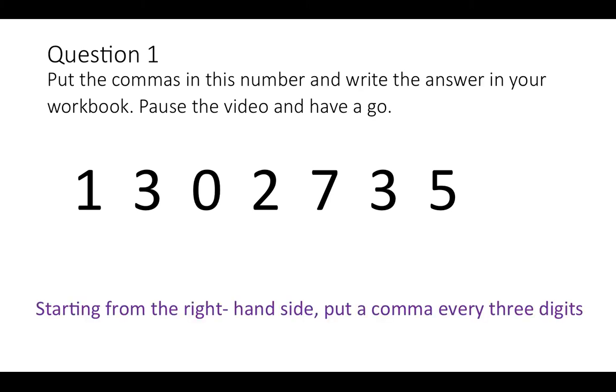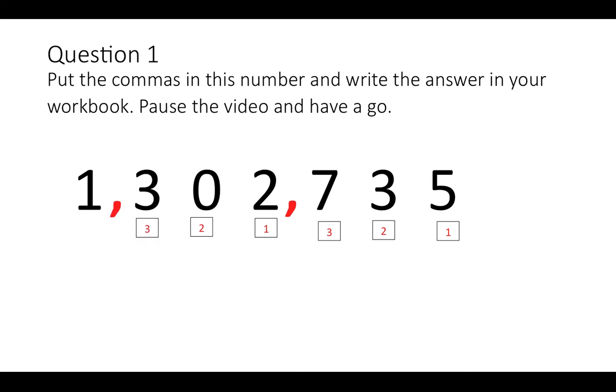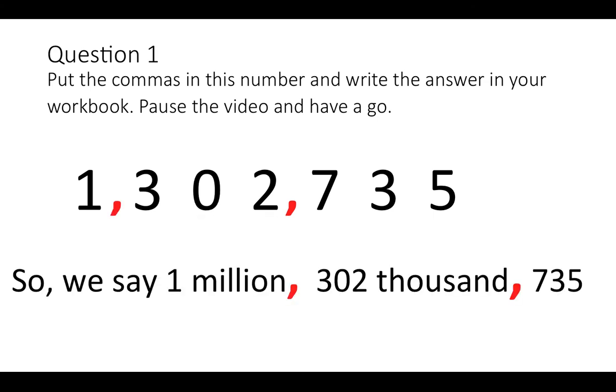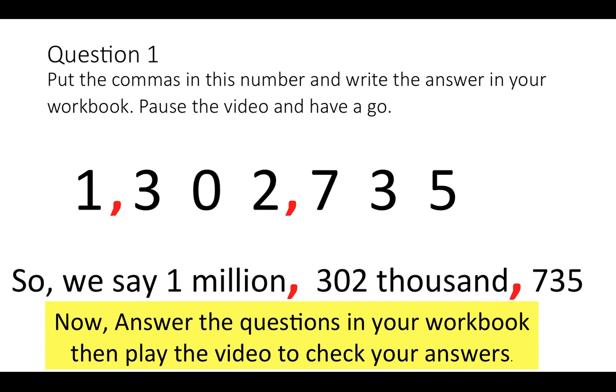Starting from the right hand side, put a comma every 3 digits. Comma, comma. So we say 1,302,735. Now answer the questions in your workbook, then restart the video to check your answers.